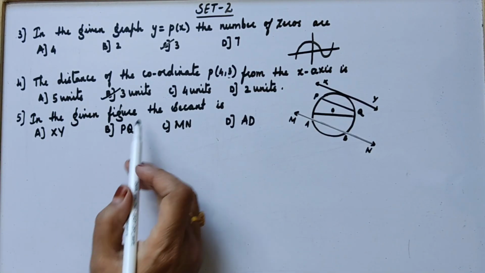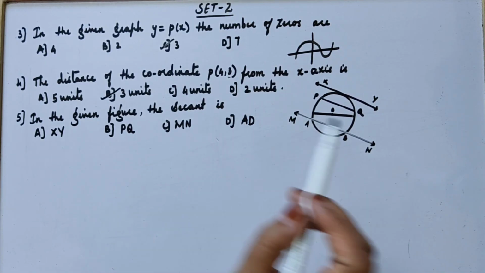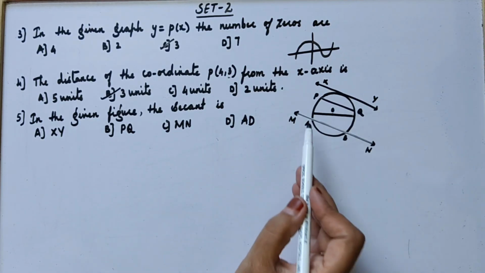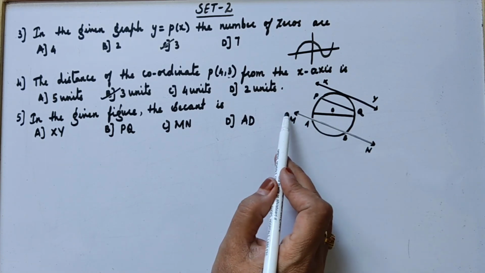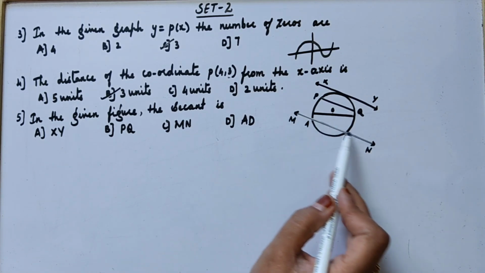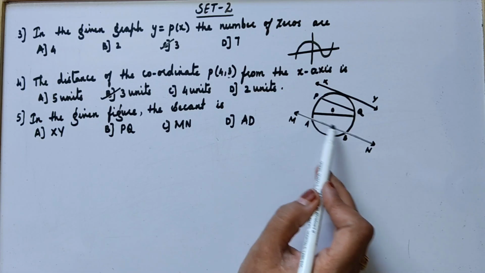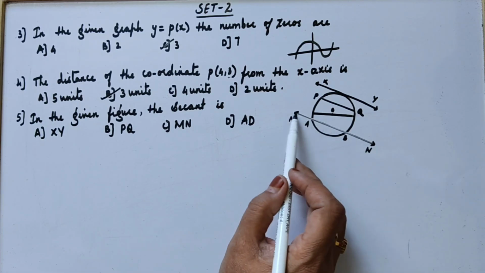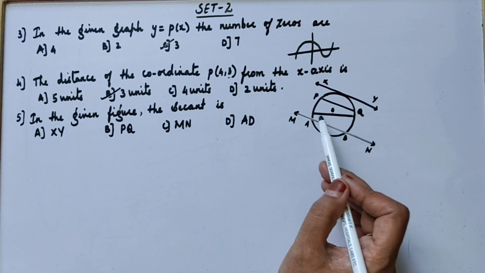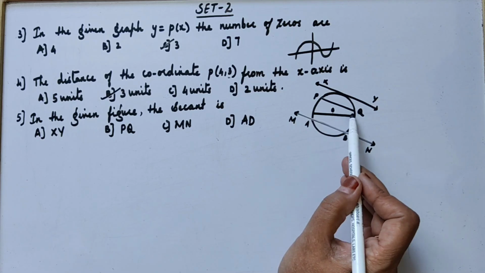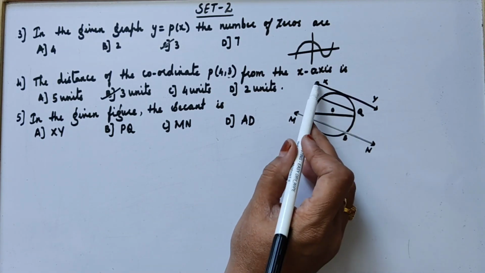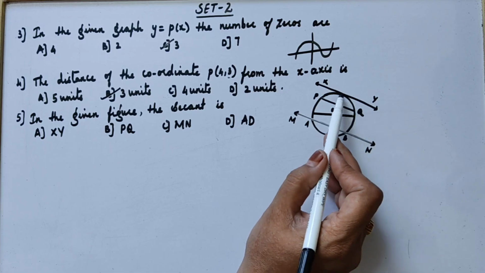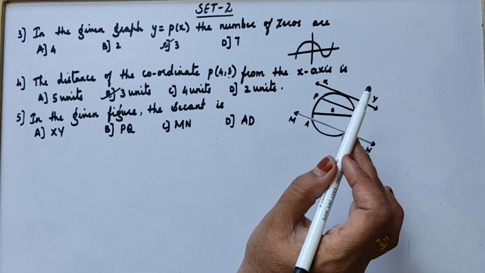In the given figure, the secant is, you can see this is a figure. MN is a secant because the line is touching the circle at 2 distinct points. These are 2 distinct points, that is A and B. So we call this a secant. So this is a diameter. PQ is a chord, I can say. XY is a tangent which is touching the circle at only one point.